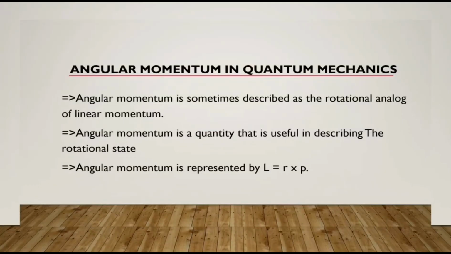Here are some points we have to recall. Angular momentum is sometimes described as the rotational analog of linear momentum. Simply, we can say angular momentum is a quantity that is useful in describing the rotational state of a physical system. Then let's talk about eigenfunctions.